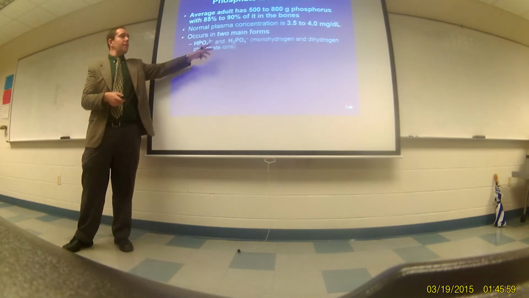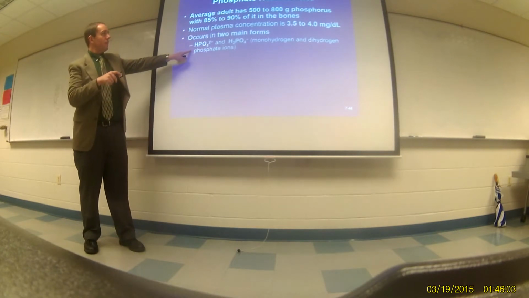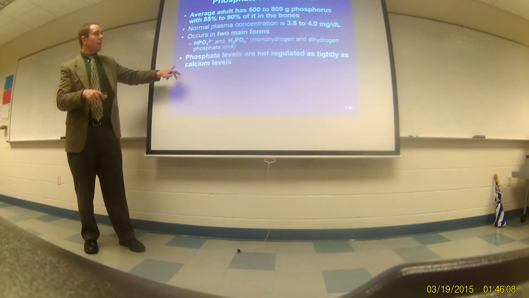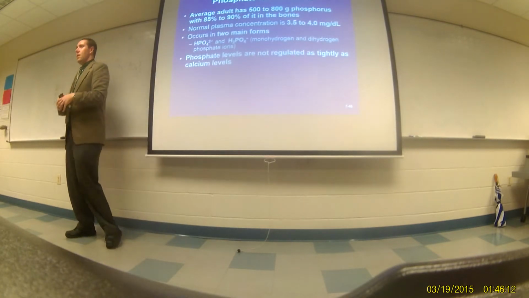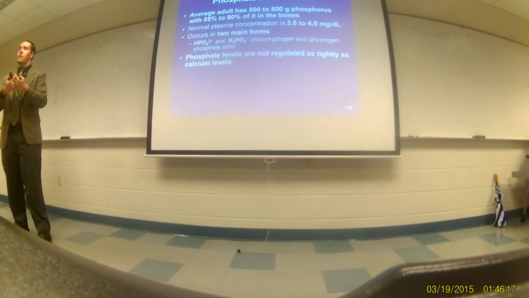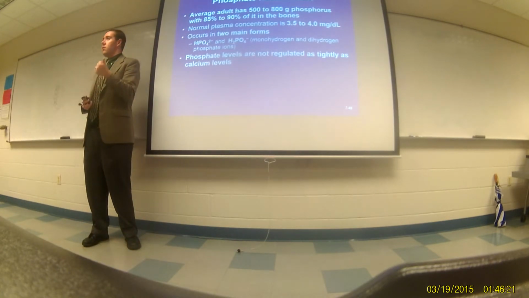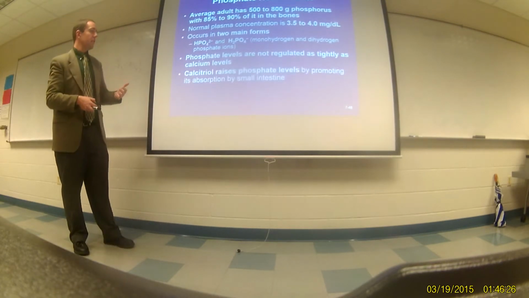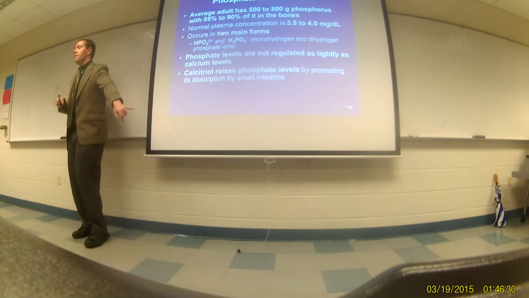This is going to exist in 2 forms. It's going to be monohydrogen and dihydrogen phosphate. And because the phosphate isn't as important in our bodies, the normal physiology of phosphate isn't as important as calcium. Because phosphate doesn't have the ability to cause our muscles and our neurons to wig out, it's not as important to control its levels. But calcitriol also has an effect on phosphate.